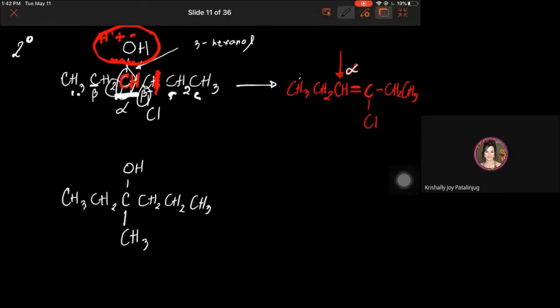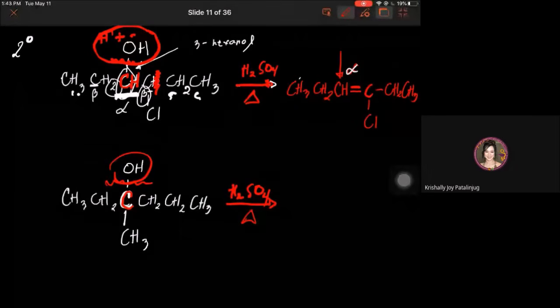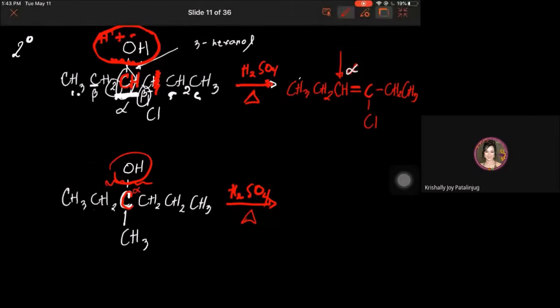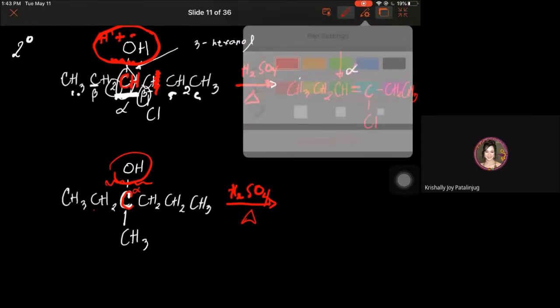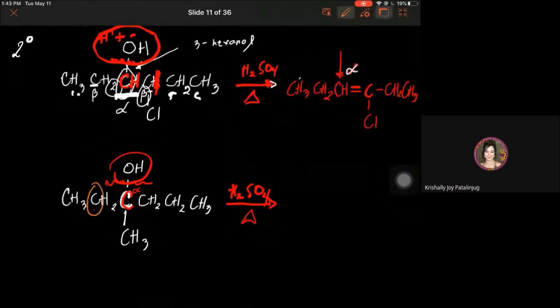Sige, let's have the tertiary one. This is the alpha carbon. So during dehydration, let's say sulfuric acid in the presence of heat, dehydration. So what will happen to this OH? It will be protonated and leave. For a tertiary alcohol, how many beta carbons are there? If this is the alpha, there are three. Very good. 1, 2, 3 beta carbons.